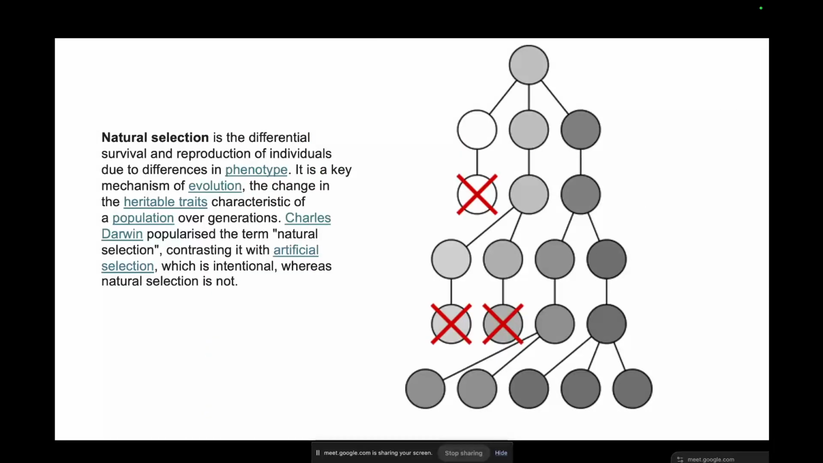Yeah, and basically, all this rounds up to what is selection in terms of evolution. So natural selection, as we all know, is the differential survival and reproduction of individuals due to differences in phenotype. It is a key mechanism of evolution, the change in heritable traits characteristic of a population over generations. And Darwin popularized this term of natural selection, contrasting it with artificial selection as well. So yeah, we all know what natural selection is.